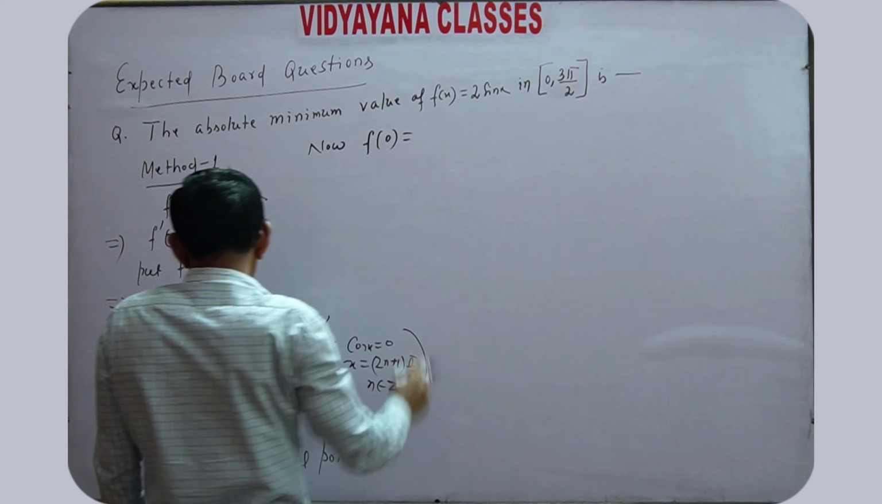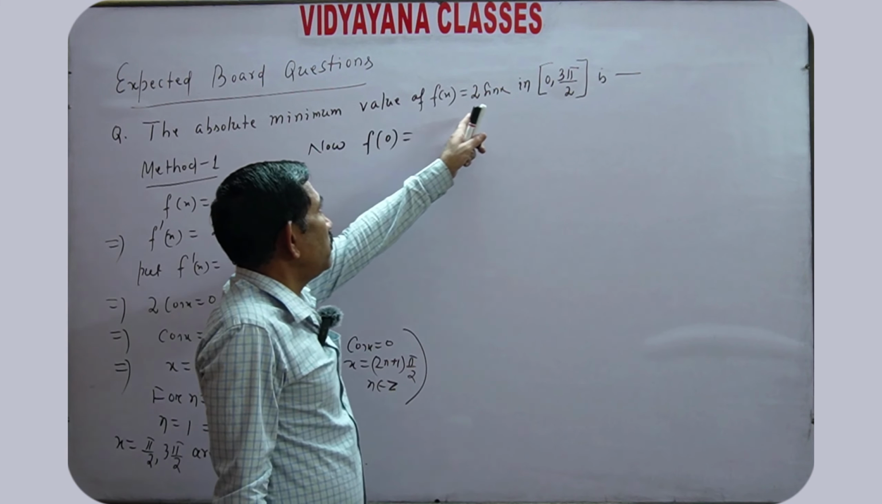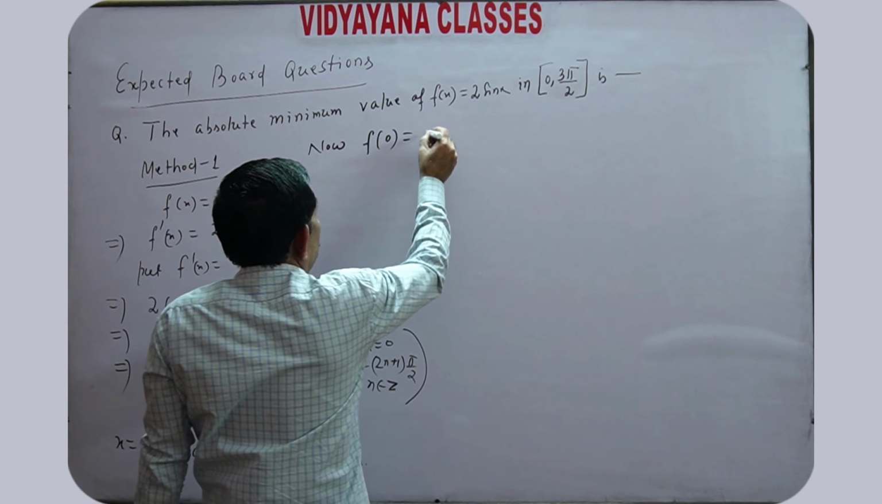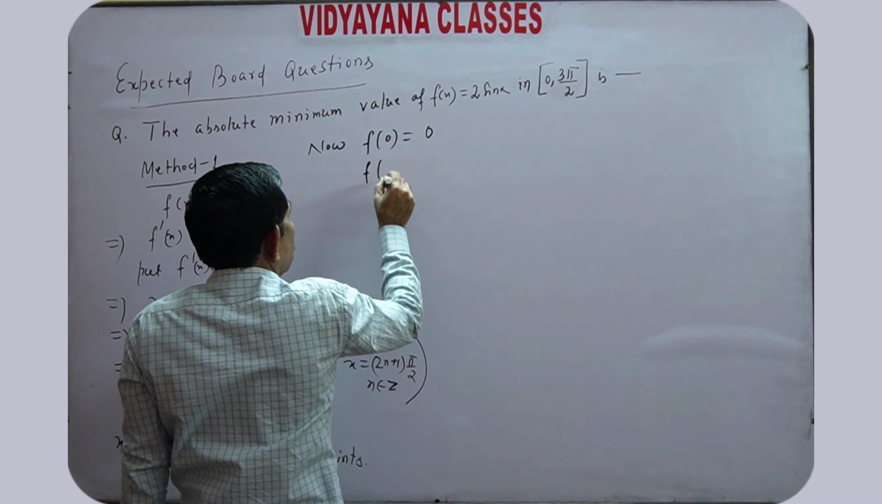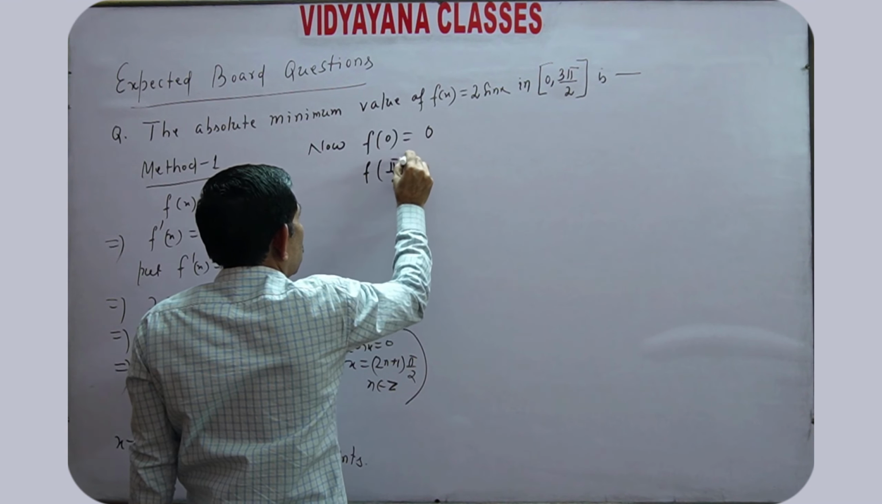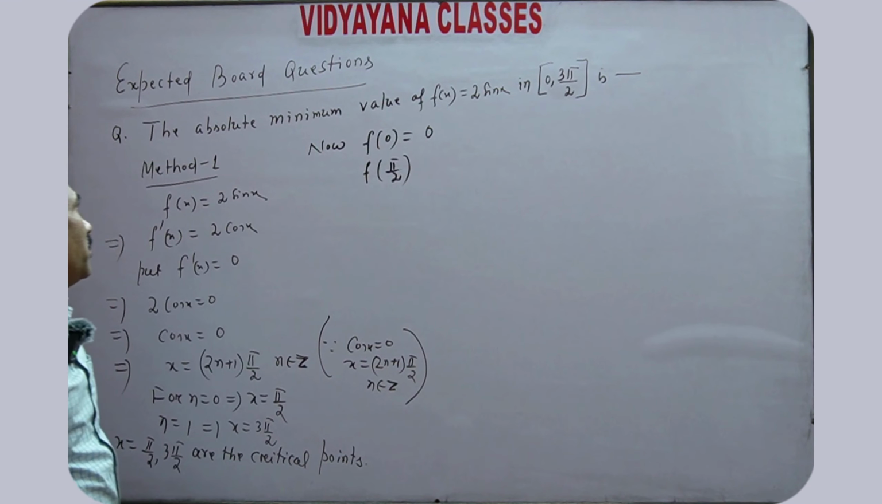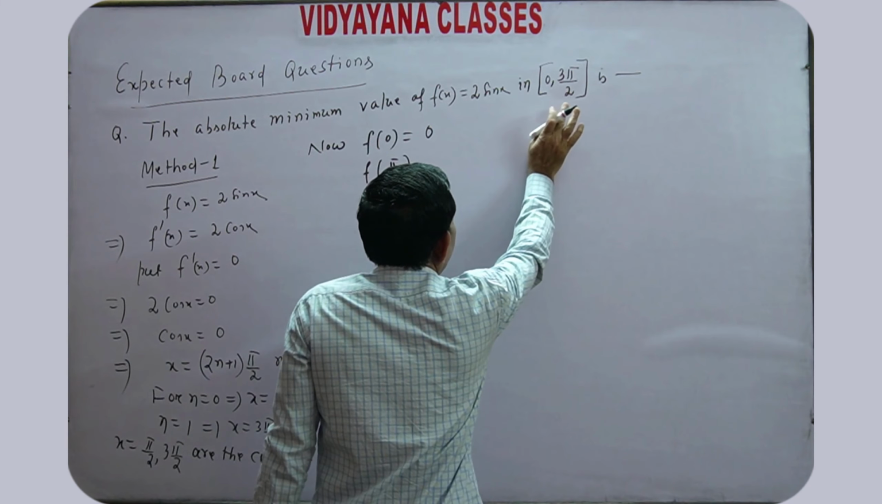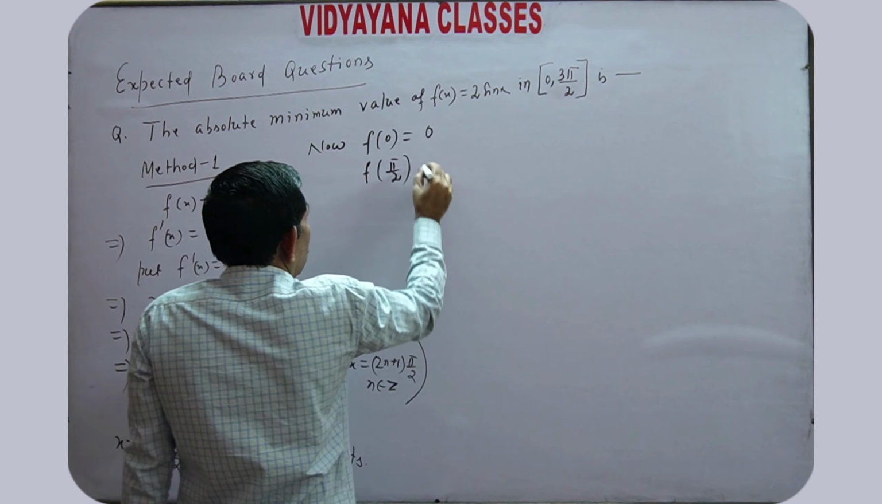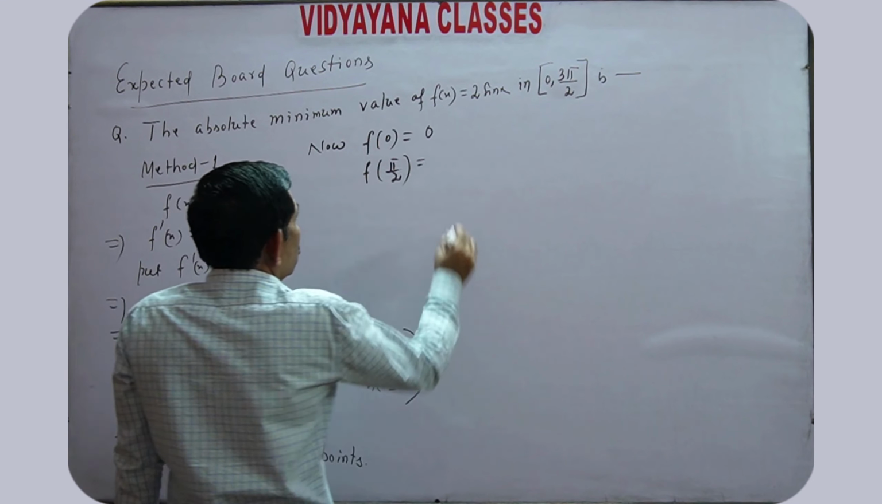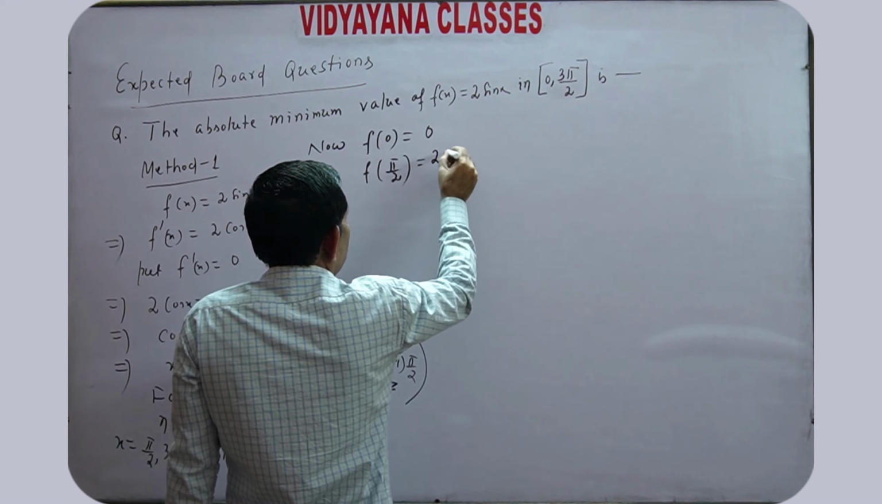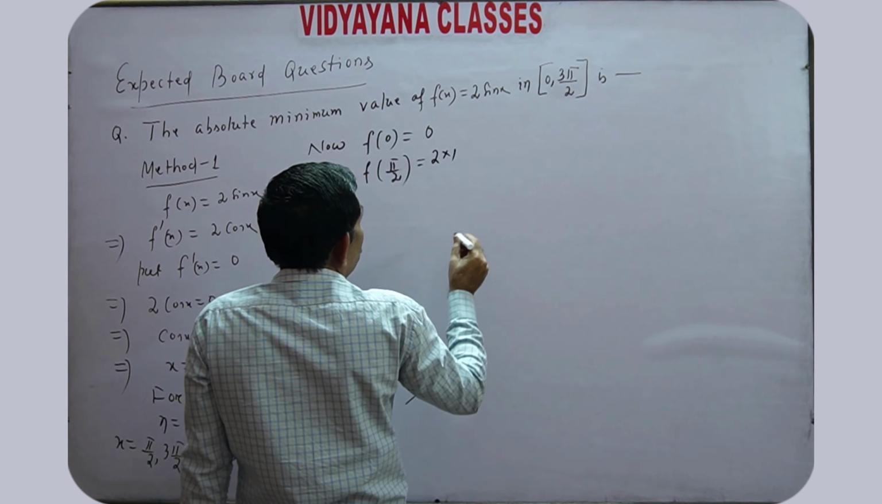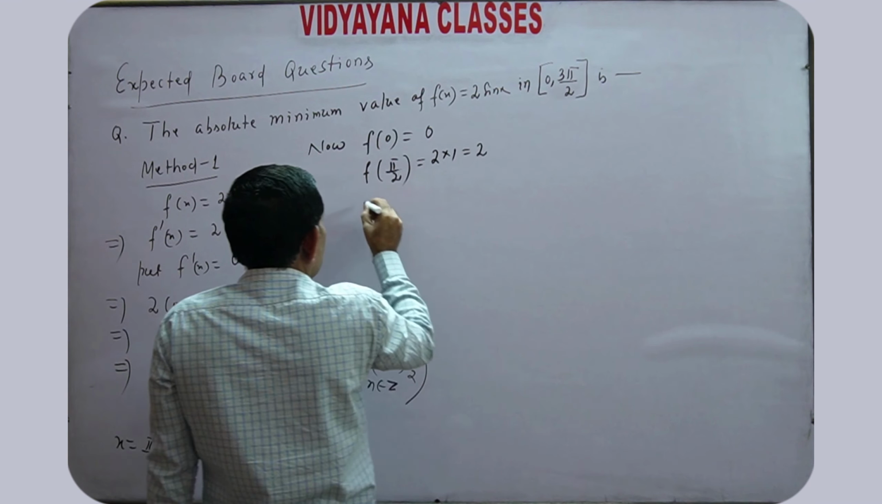f(0) is equal to 0. f(x) is equal to 2 sin x. f(pi by 2). Absolute minimum value means the least value in the given interval. The interval starts from 0 and ends in 3 pi by 2. 2 sin pi by 2, that means 2 into 1 is equal to 2.